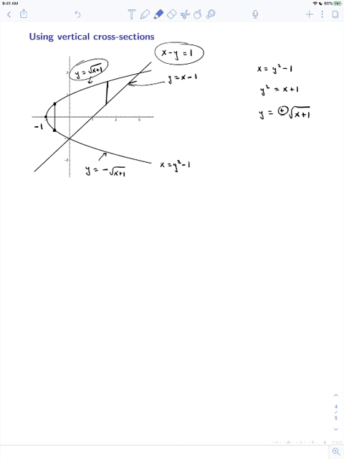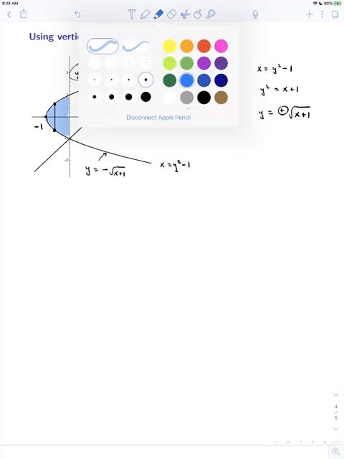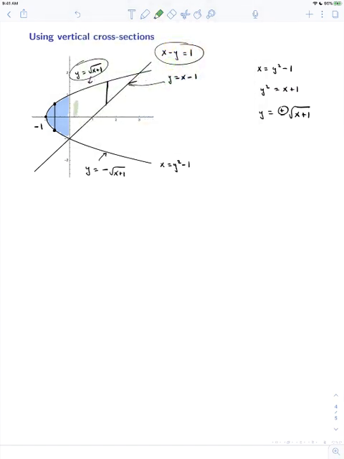Let me color these in. So to the left of the y-axis, I'm going to color that blue. So that way I can just call it the blue part. And to the right, I'm going to color it in as green, so I can call it the green part.